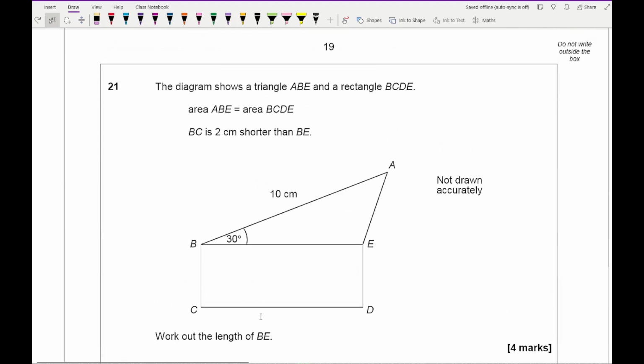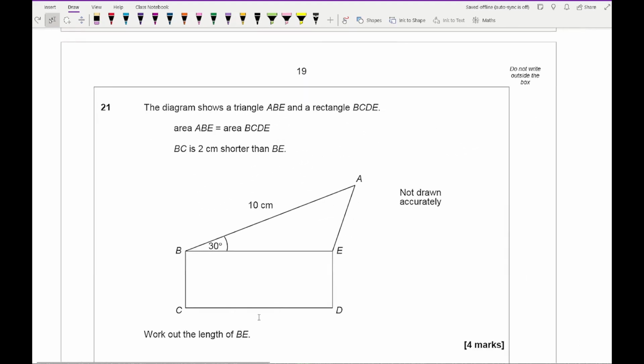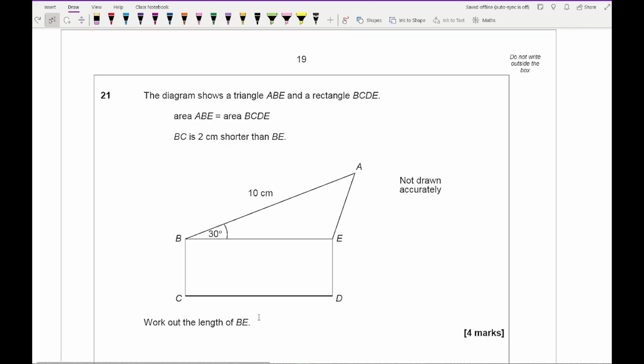Moving on to question 21, it says the diagram shows the triangle ABE and the rectangle BCDE. The area of ABE is equal to the area of BCDE. BC is 2 centimeters shorter than BE. Work out the length of BE.